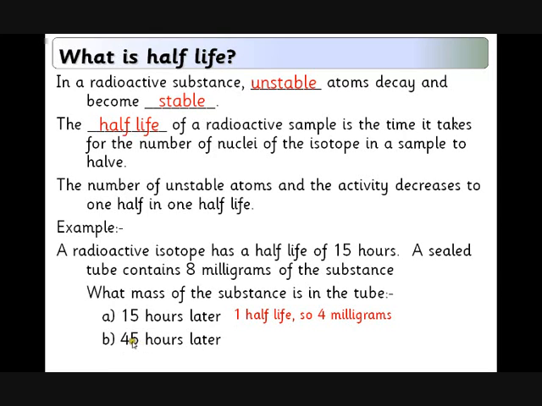And applying the same idea, 45 hours later, so the maths in your head, you need to think how many half-lives are in 45 hours. And you should be able to work out there are 3 half-lives because there are 3 15s in 45. So the first half-life, 8 drops to 4. The second half-life, 4 drops to 2, it halves. And the third half-life, 2 will drop to 1. So there is 1 milligram left.